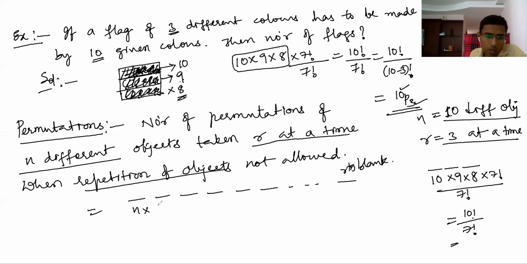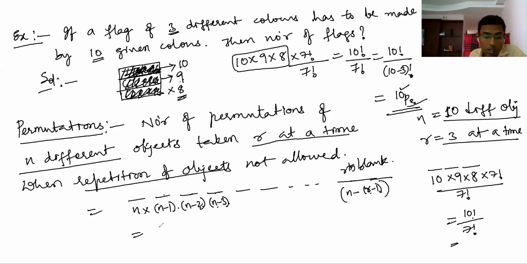One object is arranged, so remaining n minus 1, n minus 2. See, third place n minus 2, fourth place n minus 3, and rth place n minus (r minus 1). See, first place n minus 0, second place n minus 1, third place n minus 2, fourth place n minus 3, and the rth place n minus (r minus 1). Hope you understand. Second place 1, third place 2, fourth place 3, rth place r minus 1, like that.